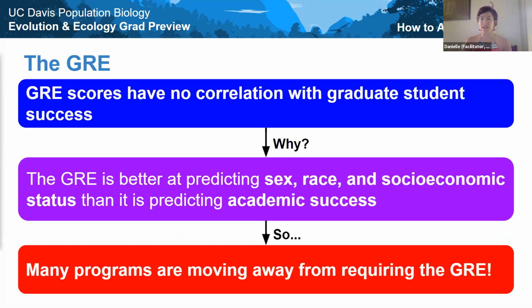First, it's important to tell you, with a lot of support and data, the GRE has no correlation with success in graduate school. We have a few articles in our resource page that highlight this innate bias of the test. The GRE is actually better at predicting sex, race, and socioeconomic status than it is at predicting any kind of success in graduate school. For this reason, lots of programs are moving away from the GRE.